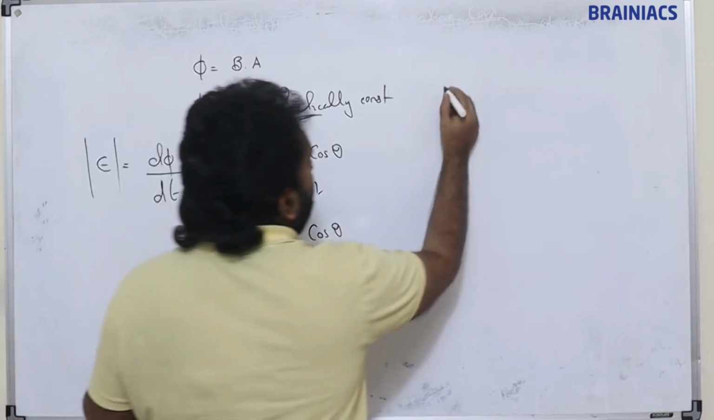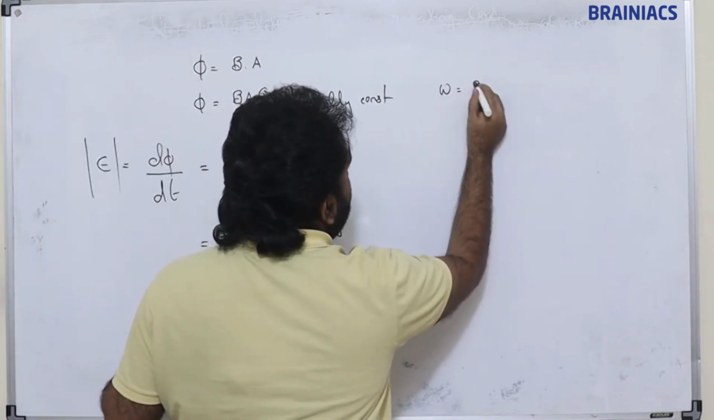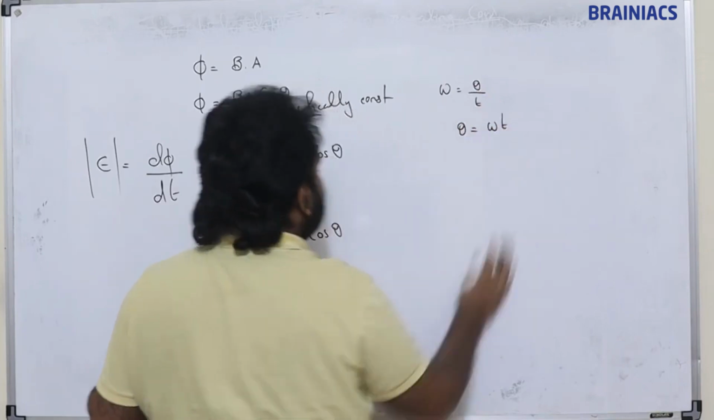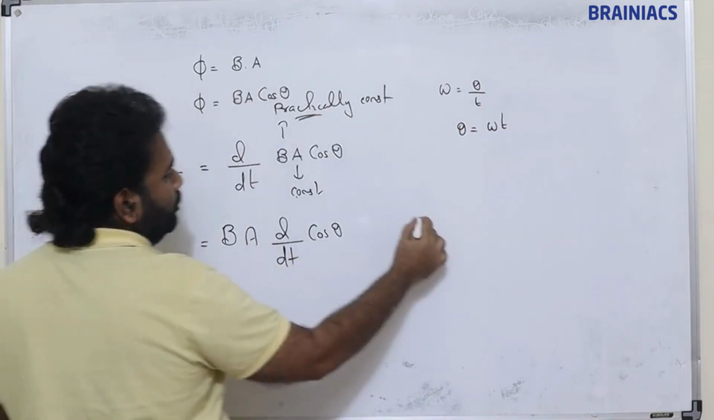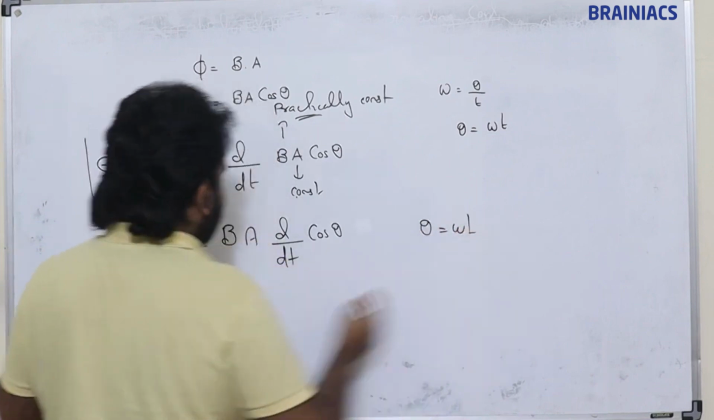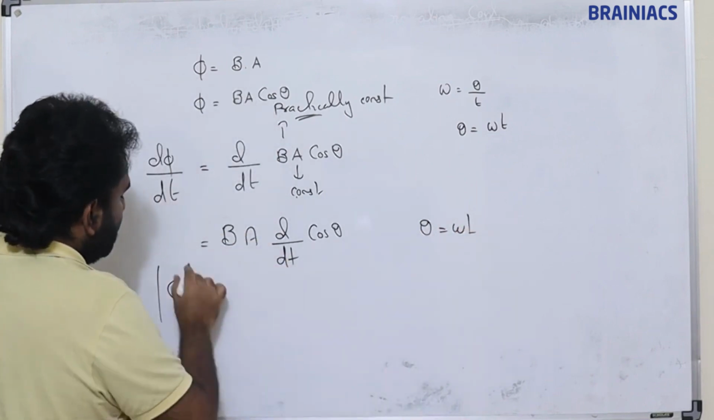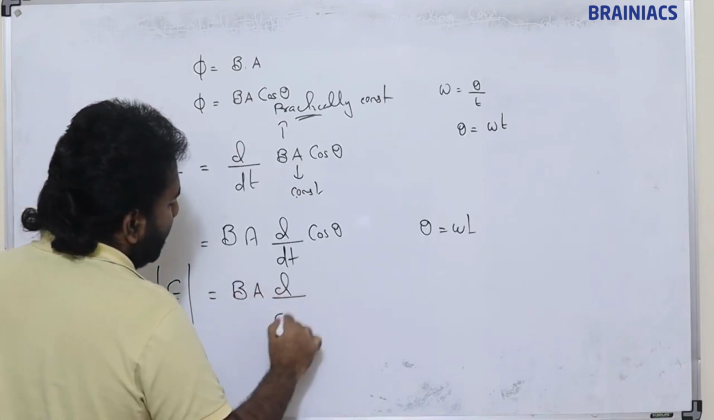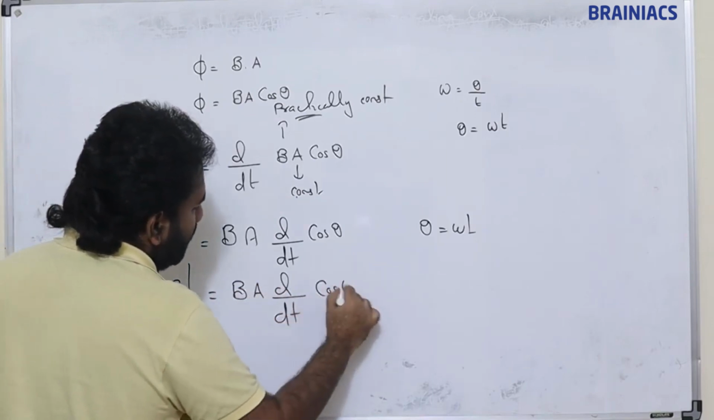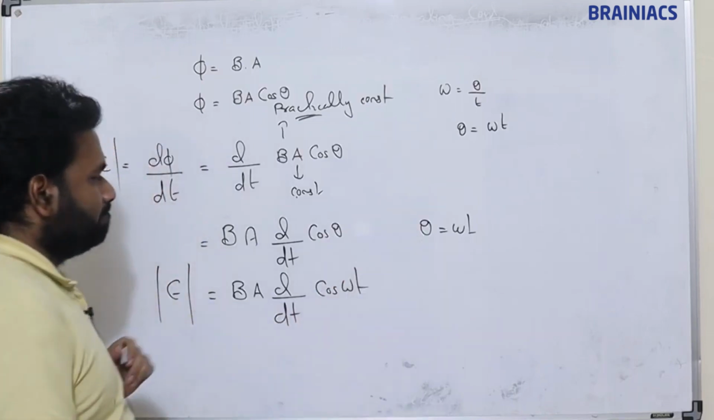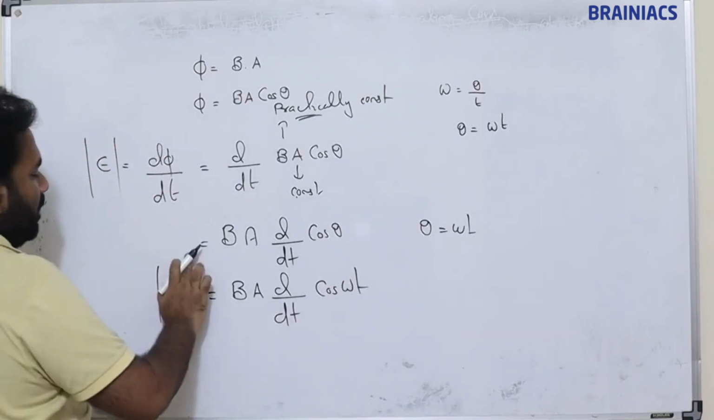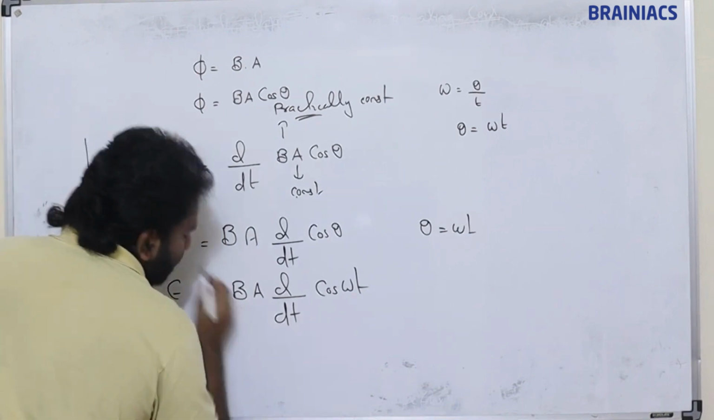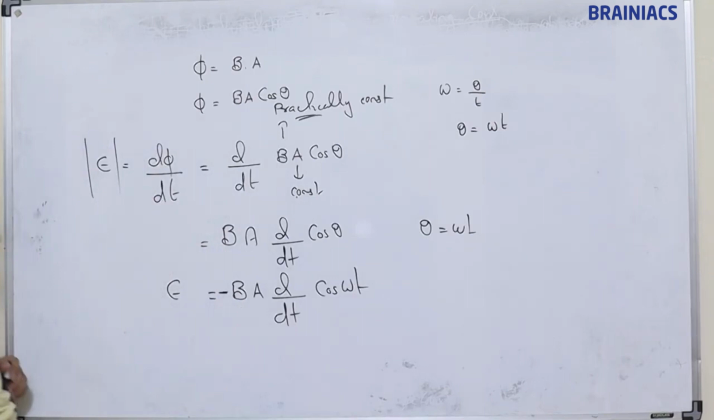Clear? And you know, omega is equal to theta by t. I could write theta is equal to omega t also. So theta is equal to omega t. If I substitute, the magnitude of induced EMF can be written as d by dt of cos omega t. If we remove this mod, one negative can be put here.